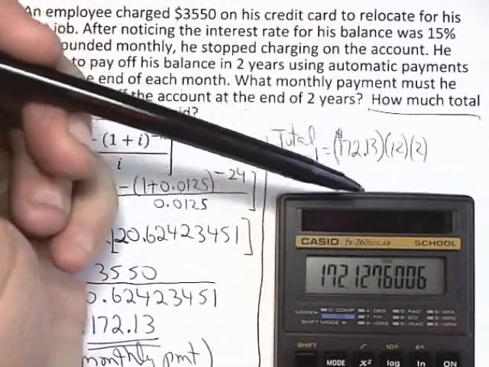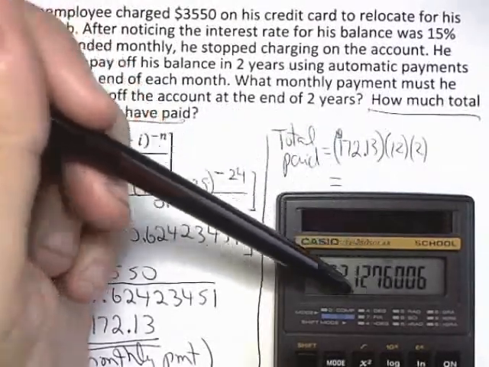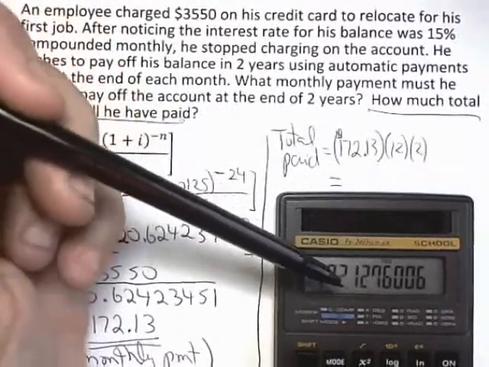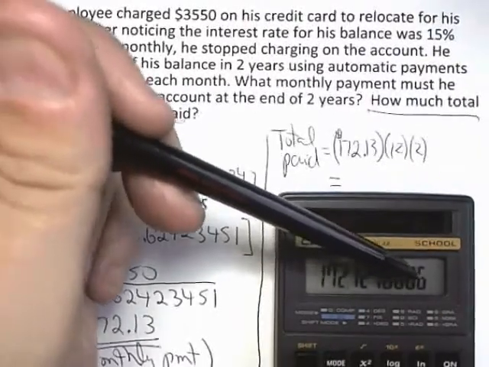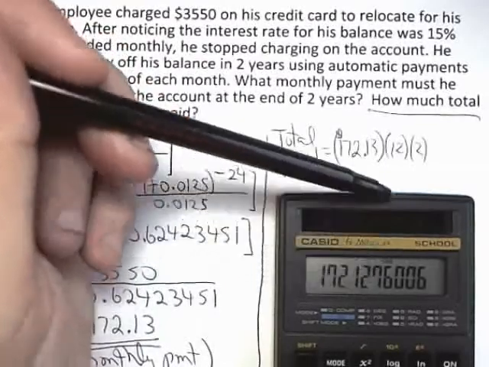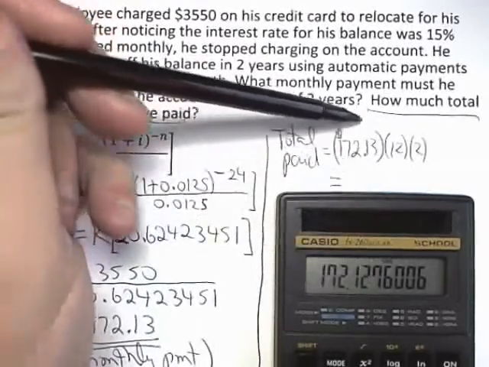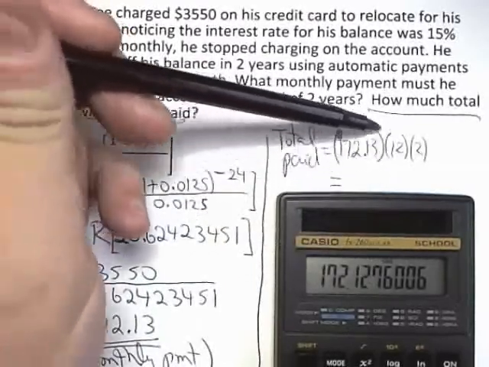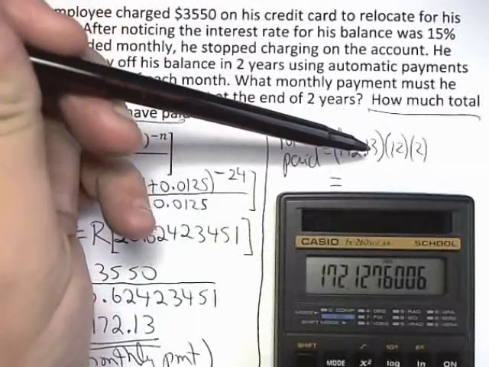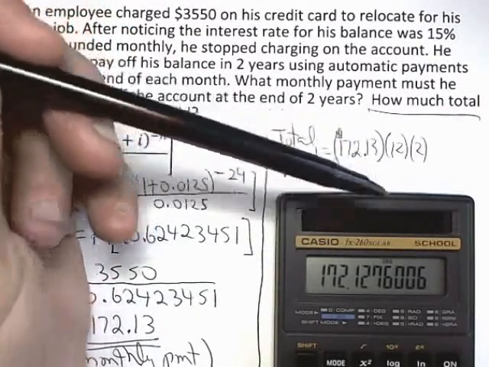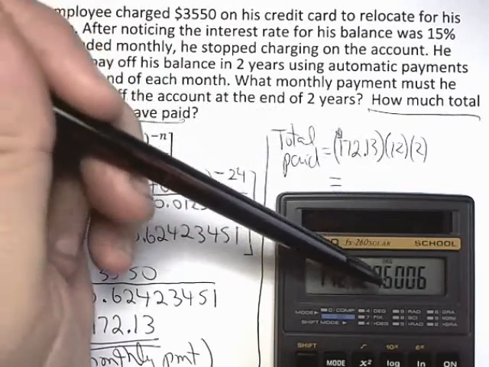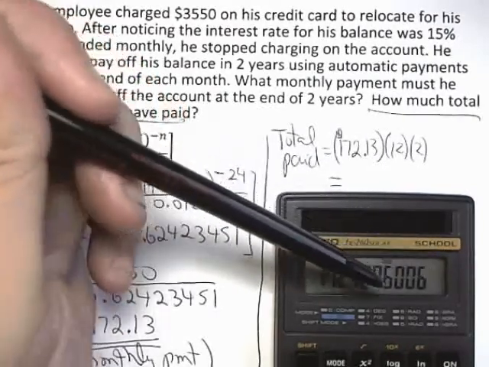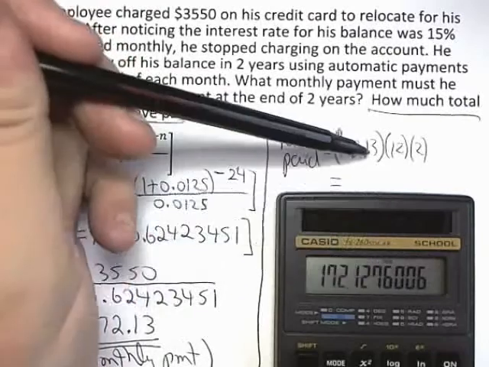The credit card company is not going to take $172.1276006 from the employee every month. They're going to round it off to the nearest cent, and this is the amount that the employee is going to send in to the credit card company each month. So it's this number that we should use, the rounded one, not the unrounded one, because in reality the person's not going to send in this huge decimal value as a payment every month. They're going to round it to the nearest cent.